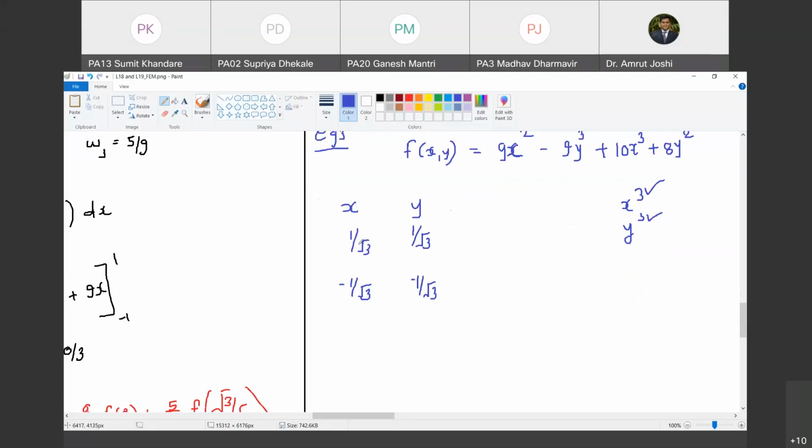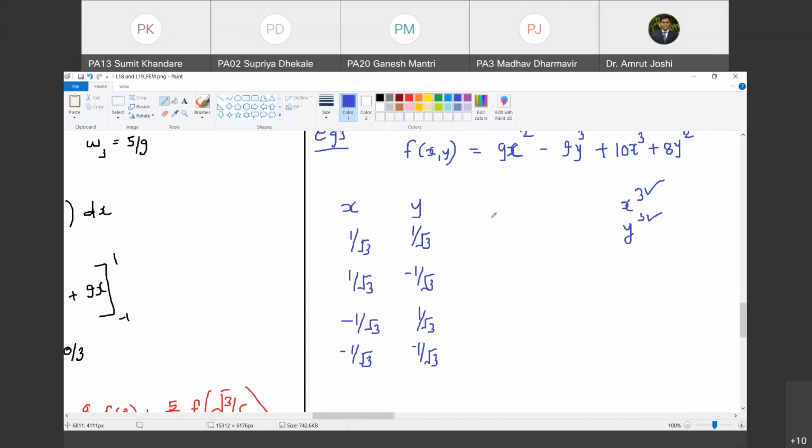So I can have x is equal to 1 by root 3, y equal to 1 by root 3. I can have x equal to minus 1 by root 3, y equal to minus 1 by root 3. Then I can have x is equal to 1 by root 3 and y is equal to minus 1 by root 3. Do you agree with me? Yes, sir. Then you can have x is equal to minus 1 by root 3 and y is equal to plus 1 by root 3. And the fourth combination is both minus 1 by root 3, minus 1 by root 3. Happy?